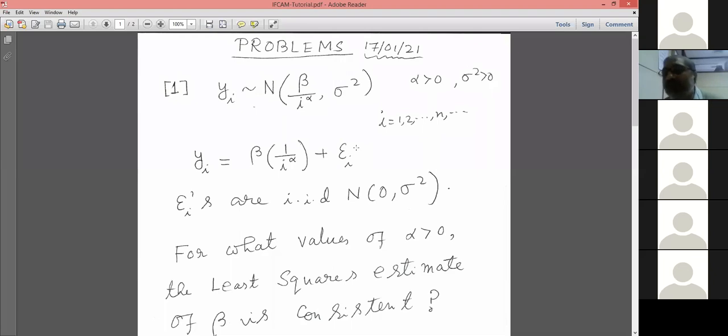Because if beta hat has to converge to beta in probability, then beta hat has to go to degenerate beta. It can't go to a normal distribution with variance sigma square by C alpha. Sir, I understand. Okay.